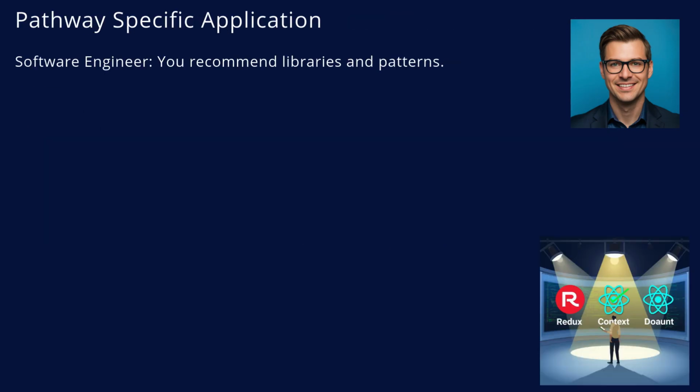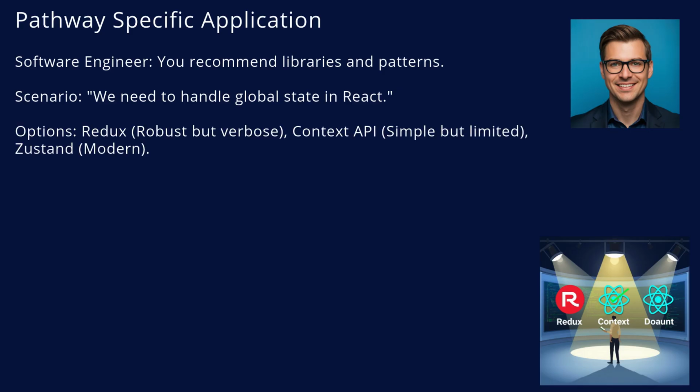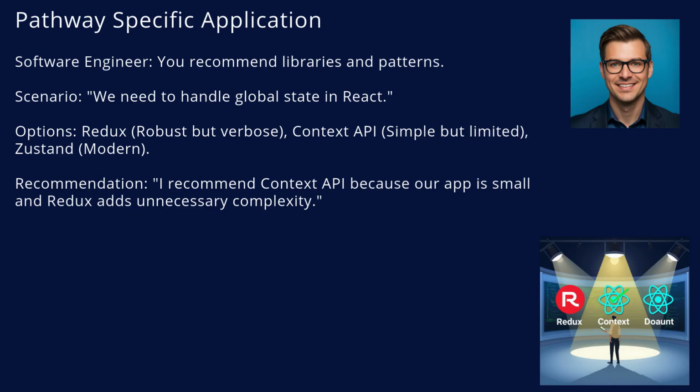How does S17 apply to you specifically? You interpret this at the code level. Imagine you need to handle state in a React app. Your options are Redux, industry standard but complex; Context API, built-in but simple; or Zustand, new and trendy. You don't just pick the one you like. You recommend. I recommend Context API because our application is small, and Redux would add unnecessary complexity and boilerplate, cost, time. That recommendation shows engineering maturity. You prioritize the appropriate solution over the cool solution.